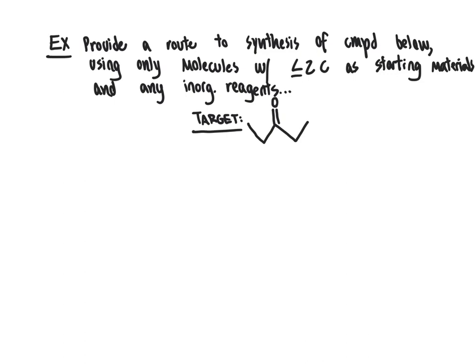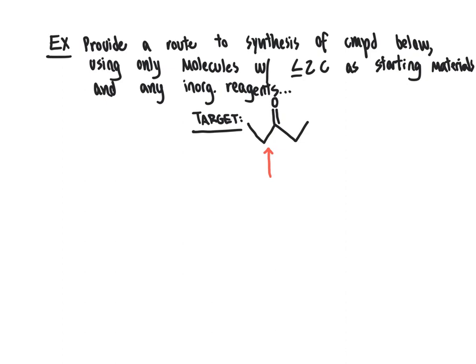Now we're going to provide a route for synthesizing the compound that's shown below using only molecules with 2 or fewer carbon atoms as the starting materials and any inorganic reagents that we need. So we take a look at this, and this is a ketone as our final product. You'll also notice that it has 5 carbon atoms. The earlier examples had only 4. This problem is going to be likely a bit more challenging than the ones we looked at in the past, but I think you're up for the challenge now.